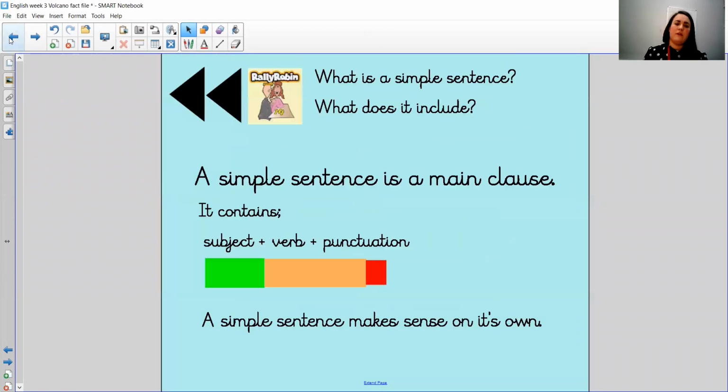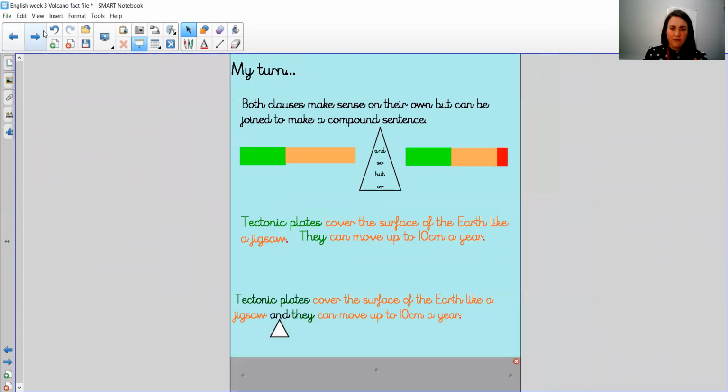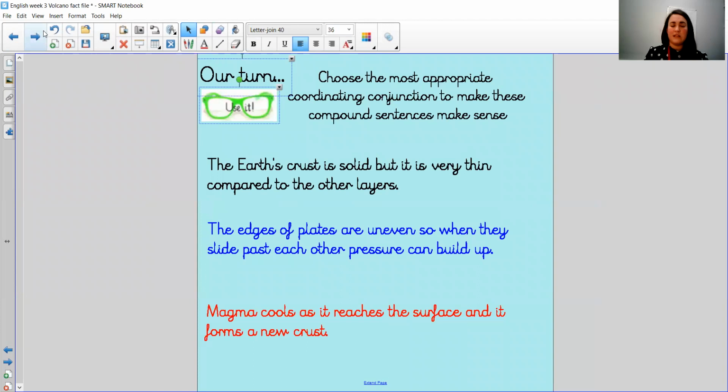We have learnt about compound sentences, okay, in order to start putting your own together to write your fact file by the end of this week. Yesterday we had a bit of a change of plan. Well, actually, it was already planned, but a bit of a change of direction.